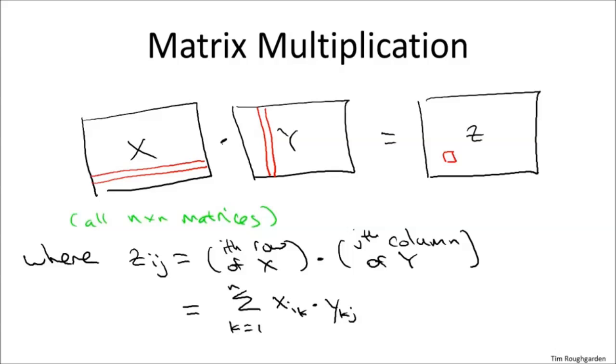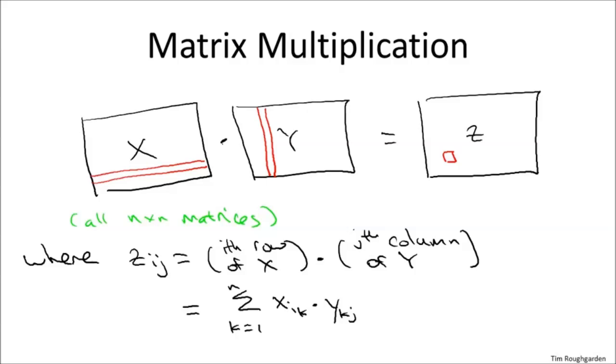So ultimately, the Zij entry boils down to a sum over n things, where each of the constituent products is just the Xik entry, the ik entry of the matrix X, with the kj entry of the matrix Y, where here k is ranging from 1 to n. So that's how Zij is defined for a given pair of indices i and j.